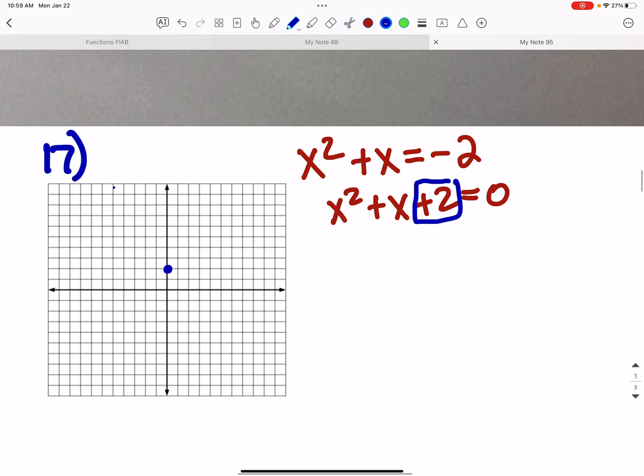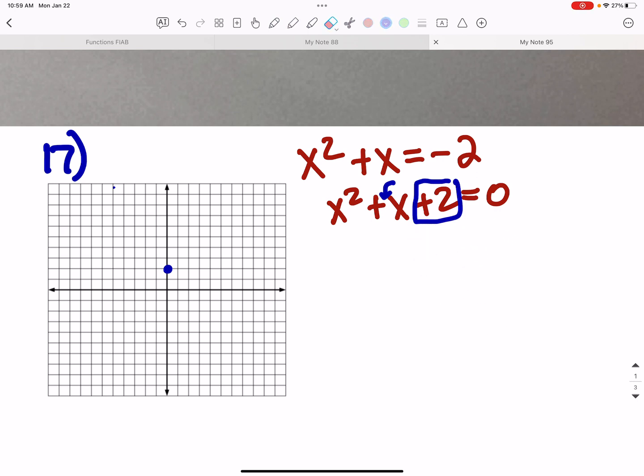Can I factor this? Let's see. A 2 and a 1 are the only numbers I can use to multiply to be 2. But they're either both going to be negative, -2 and -1, or +2 and +1. Either way, if I add them, I get 3. If I add these, I get -3. Never do I get just 1. So there's no way to factor this that I know of.